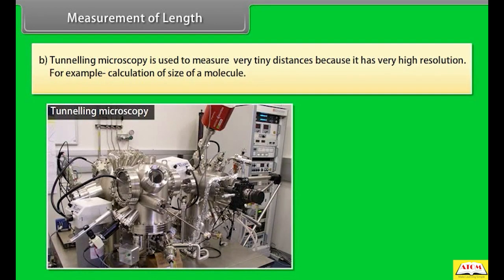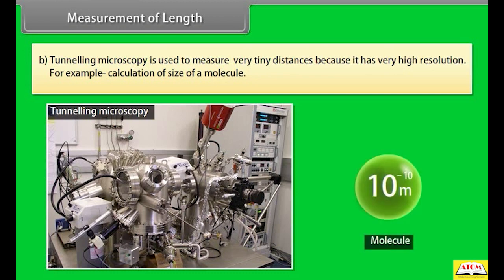B. Tunneling microscopy is used to measure very tiny distances because it has very high resolution. For example, calculation of the size of a molecule.